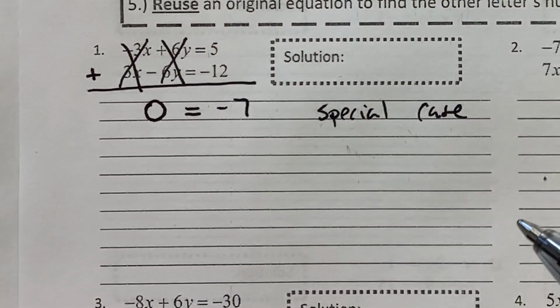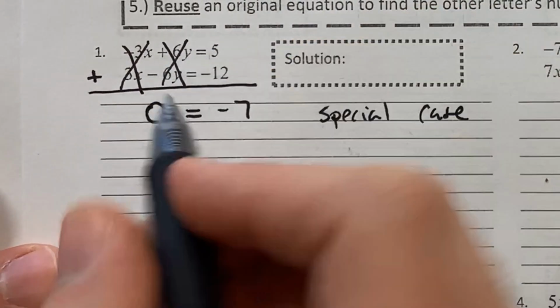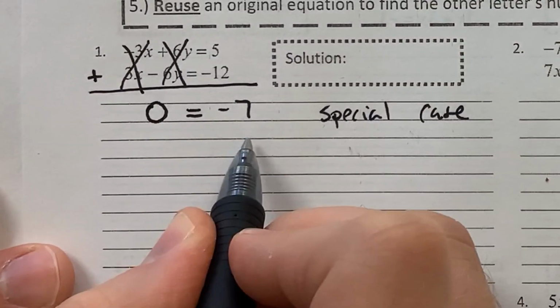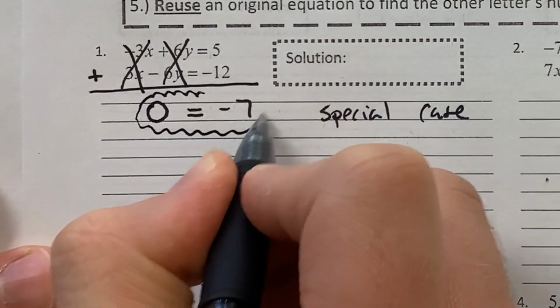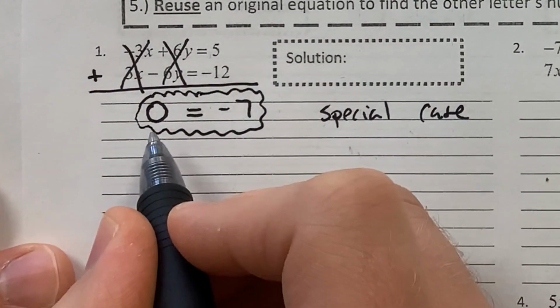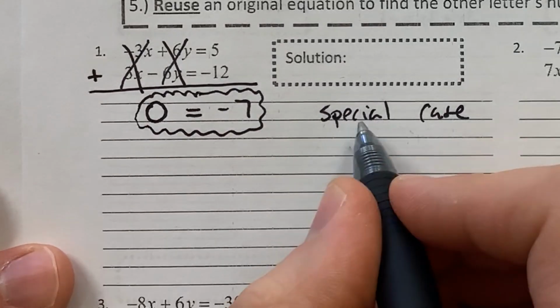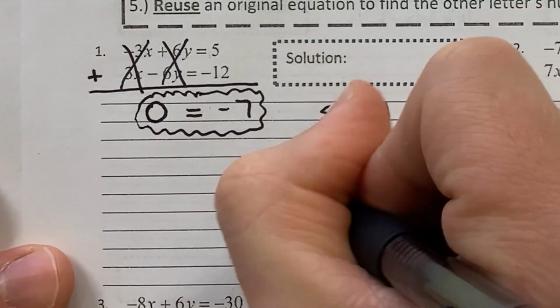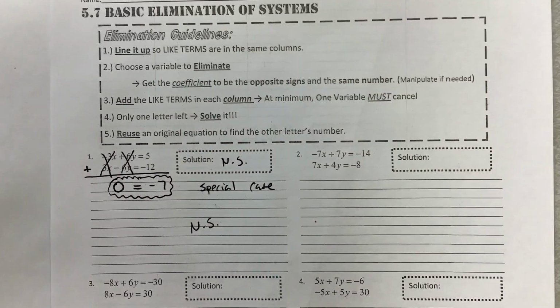Now, just like substitution, in this case both my variables dropped out, I have no variables left, and I'm only left with this little 0 equals -7. Do my numbers match? Does 0 equal -7? No, it does not. So again, this is a special case, and the answer is going to be no solution. That's simple. Let's jump right into the second one.